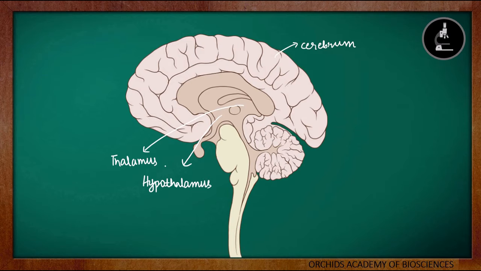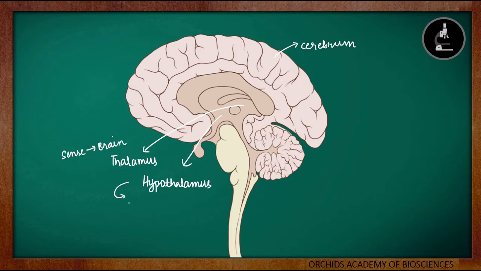The thalamus is responsible for relaying the sensory information from the sense organs to the brain. So it acts as a connection between the sense organ and brain because it relays the information from the sense organ to brain. Coming to the hypothalamus.